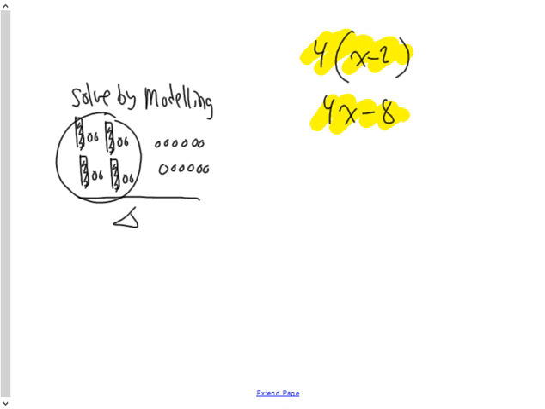4 groups of x minus 2 is the same thing as 4x minus 8, because there's one group of x minus 2, another group of x minus 2, another group, and another group. So if we see them as being either 4 groups of x minus 2 or, alternately, 4x minus 8, then we're able to solve it either way. If I think of it this way, what I'm really going to do first is add 8 to both sides. And if I add 8 to that side, I'm going to add 8 to this side.